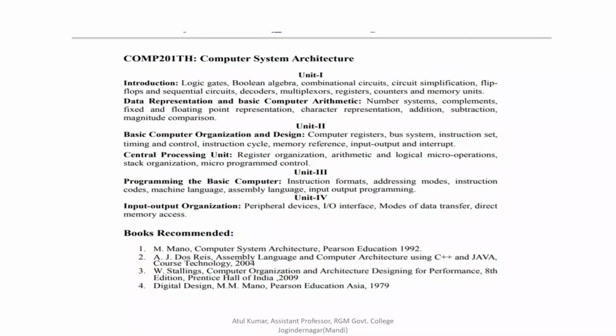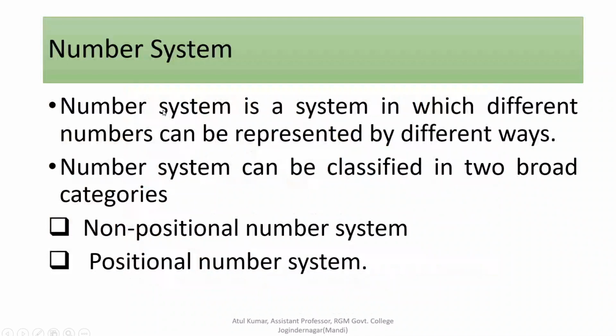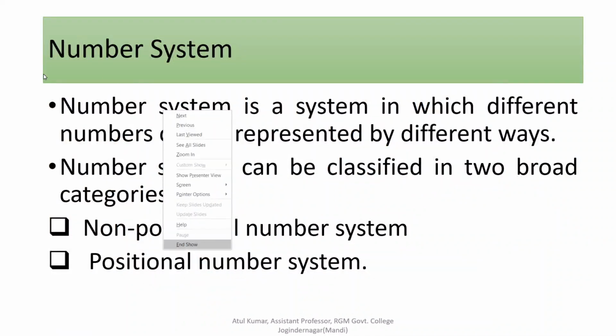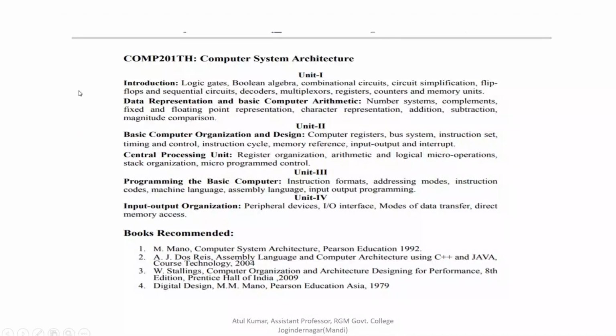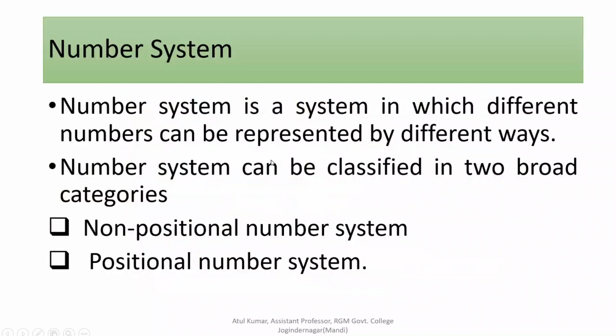So this one is the syllabus for second year computer system architecture, and here I am going to discuss this portion: data representation and basics of computer arithmetic, and the topic is number system. So what is number system? Number system is a system in which different numbers can be represented in different ways.